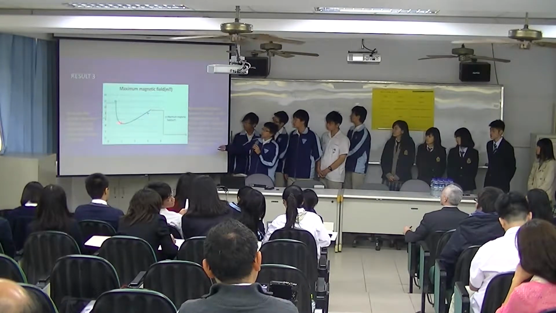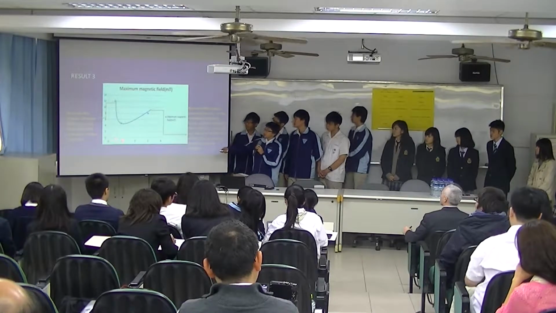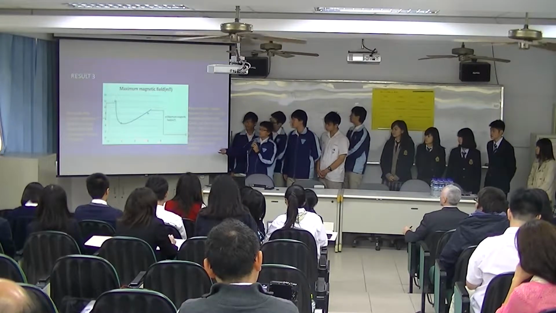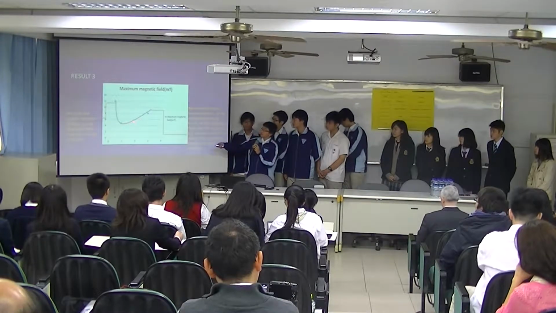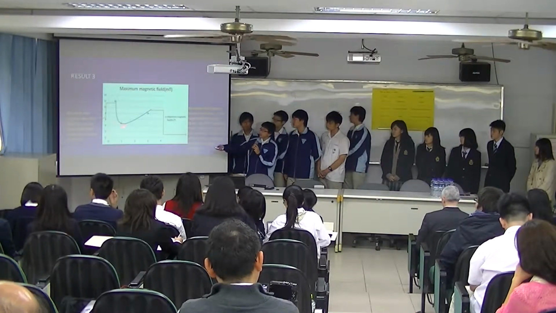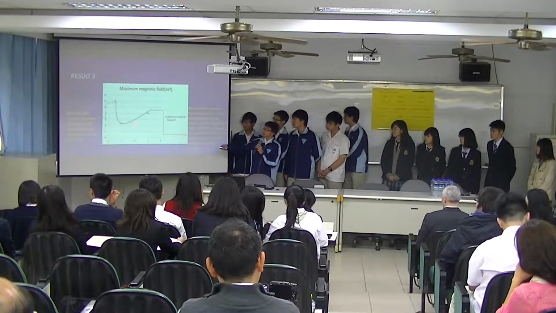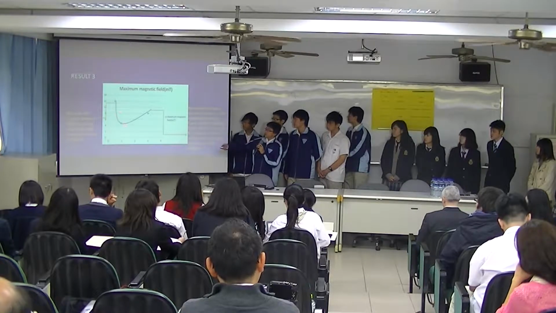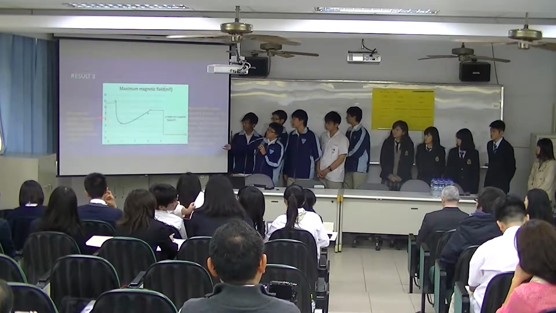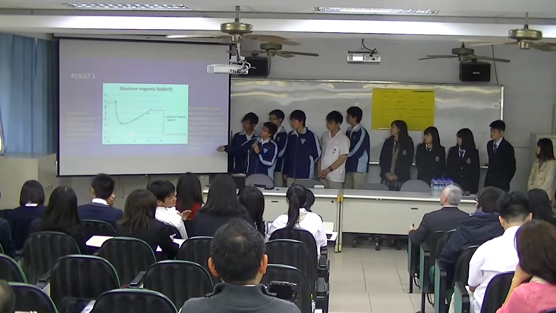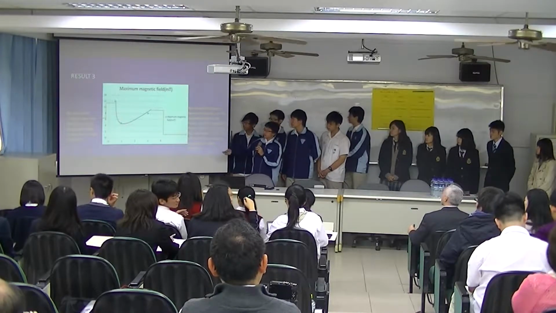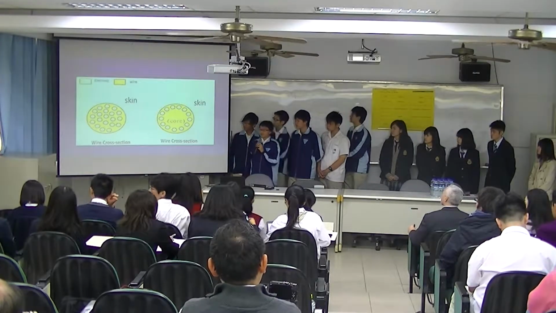But when the thickness of the coil increases, we can find the magnetic field is going up. But here is strange, because when it gets to the thickness is middle, the magnetic field will go down. And we guess this is because of the skin effect.